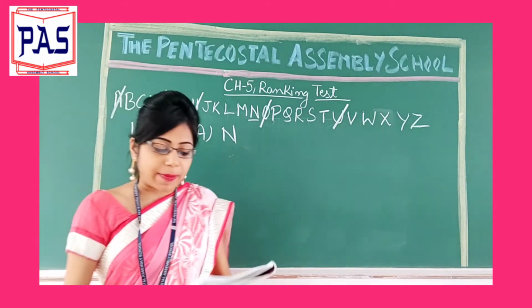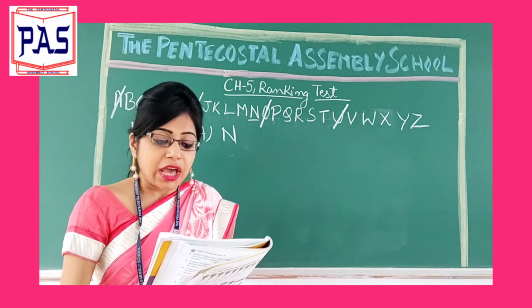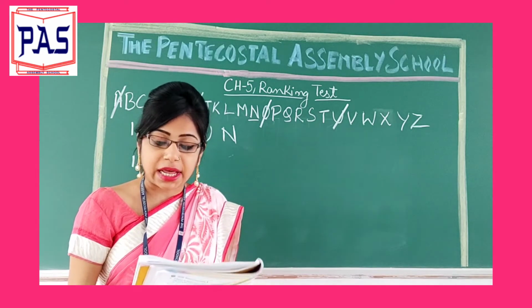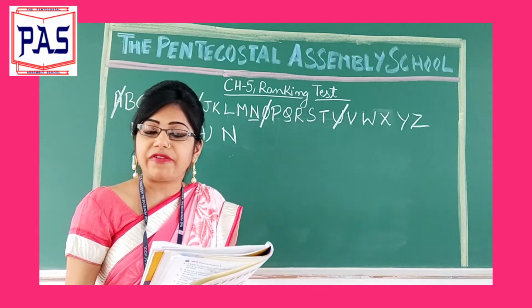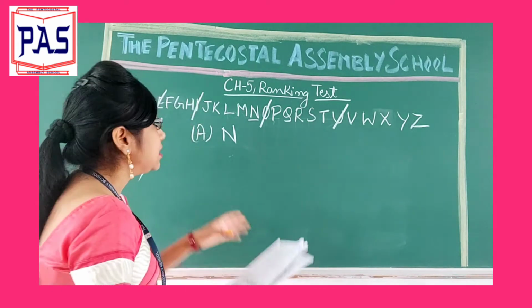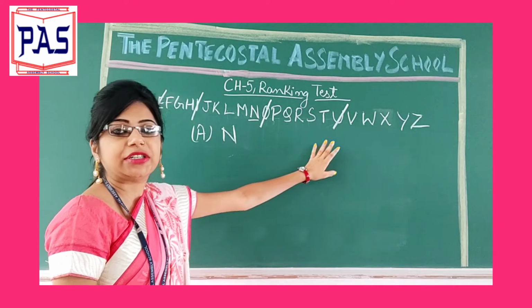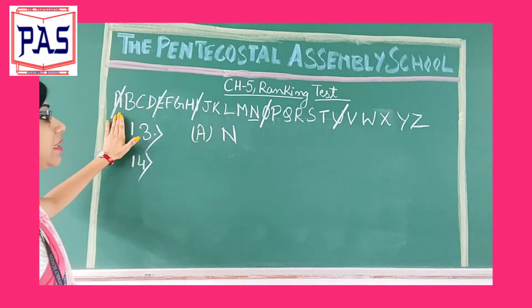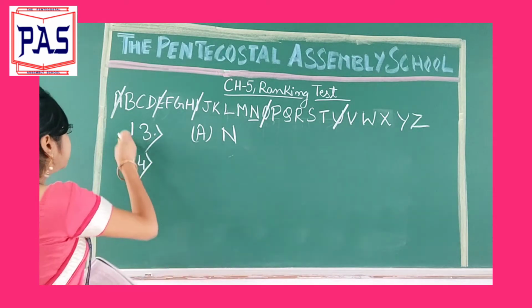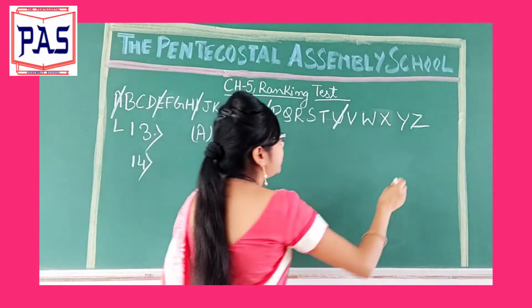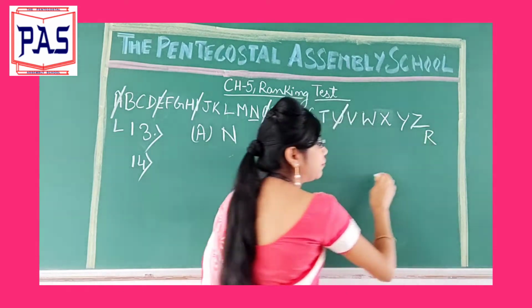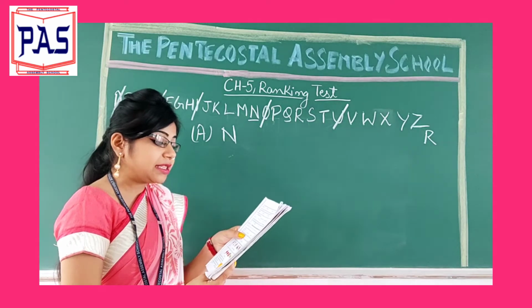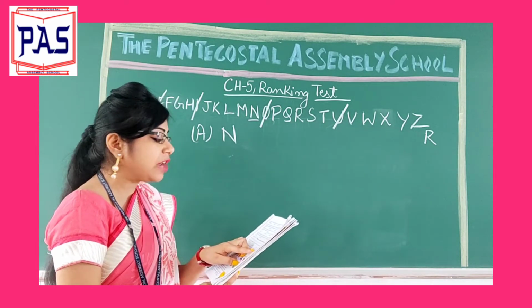Now let us talk about question number 14. Which alphabet is second to the left of the 13th alphabet from the left end? Here you can see that left and right is not mentioned in the book. So we will assume that this will be your left side and this will be your right side by default.